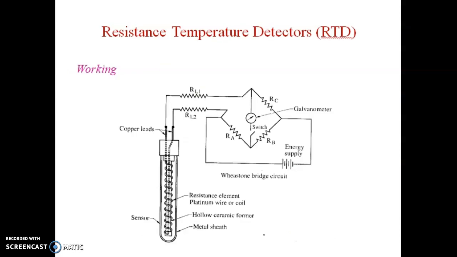The RTD is connected to one arm of the Wheatstone bridge. At the reference temperature, the Wheatstone bridge is balanced and the galvanometer is set to show a reading of 0. When this sensor or RTD is subjected to a variation in temperature, there will be a change in resistance in the circuit. So the Wheatstone bridge becomes imbalanced and there will be a flow of current through the circuit, which is indicated by the galvanometer. This galvanometer is calibrated to show the temperature directly.